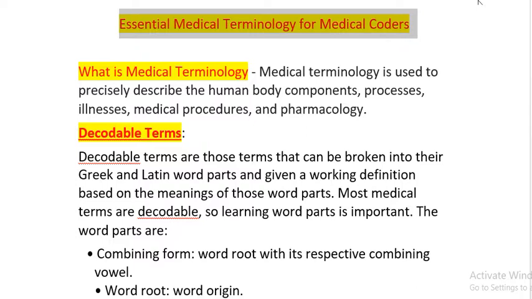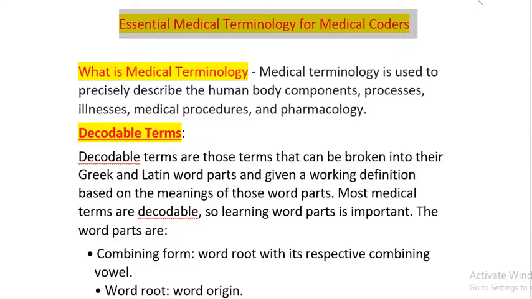So now what is medical terminology? Medical terminology is used to precisely describe the human body components. Components means like you have ears, eyes, and bones inside our body like the femur, tibia, fibula, phalanx, metatarsals, metacarpals. Those all come under body components. Processes means how all these body parts combine and perform their functions. Illness means that because of malfunctioning of these organs, you may get problems which are not good for us.